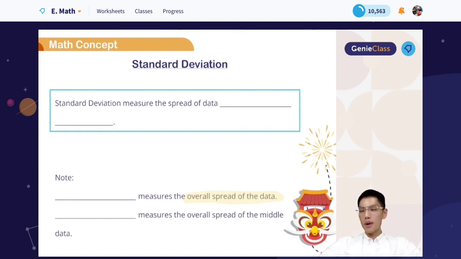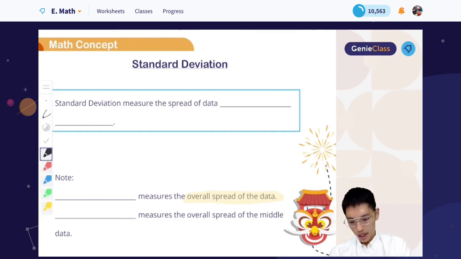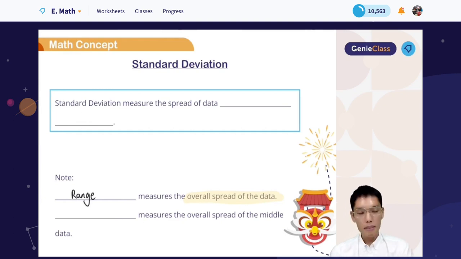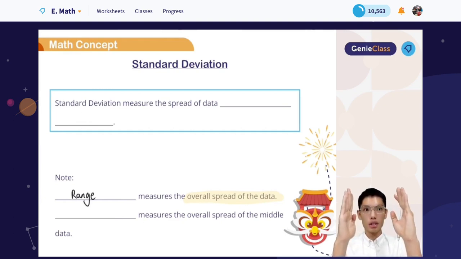So realize overall spread, right? Suppose this is your data set. Okay. Lowest value here, highest value here. I think you all get the hint already. Lowest value here, highest value here. Okay, sorry. Lowest, highest, yes. We're talking about how spread out all the data set, including the lowest and highest value are. So we are talking in this case, the range that measures the overall spread because it focuses on the lowest value and the highest value.